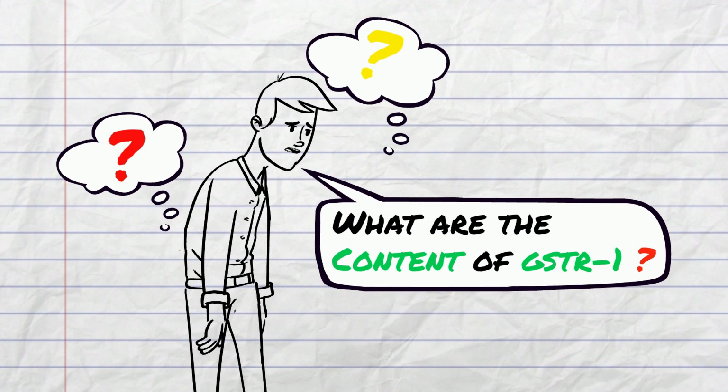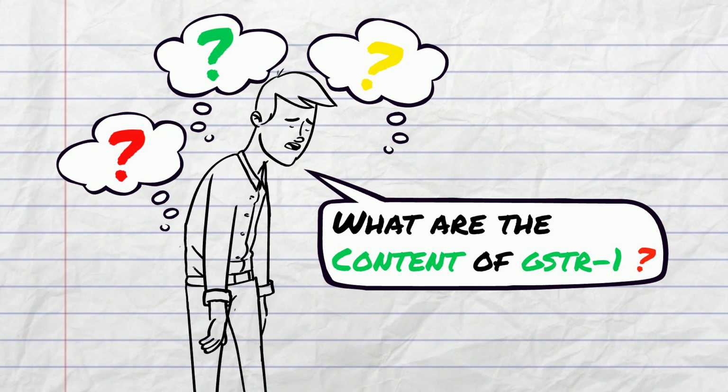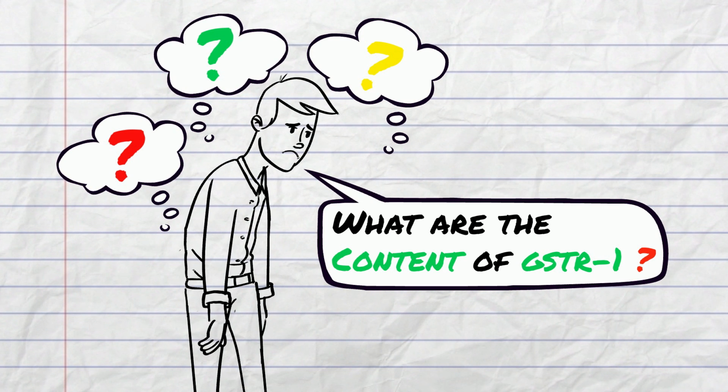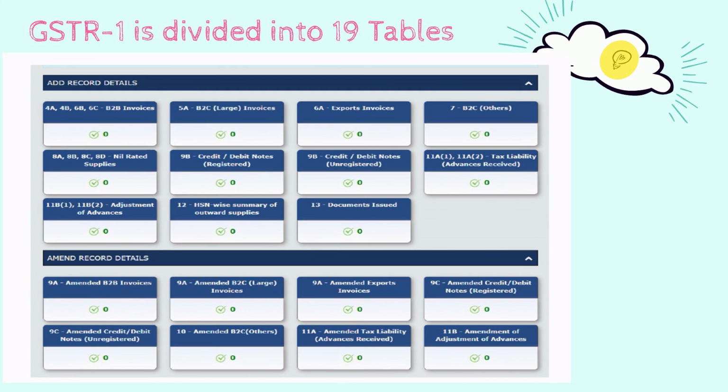Mr. Rahul is very confused about the content of GSTR1. So now let's discuss it. GSTR1 is divided into 19 different types of tables, which we can see as below. A registered taxpayer is required to fill the data in the applicable tables. Now, we will discuss each table one by one through the offline utility.